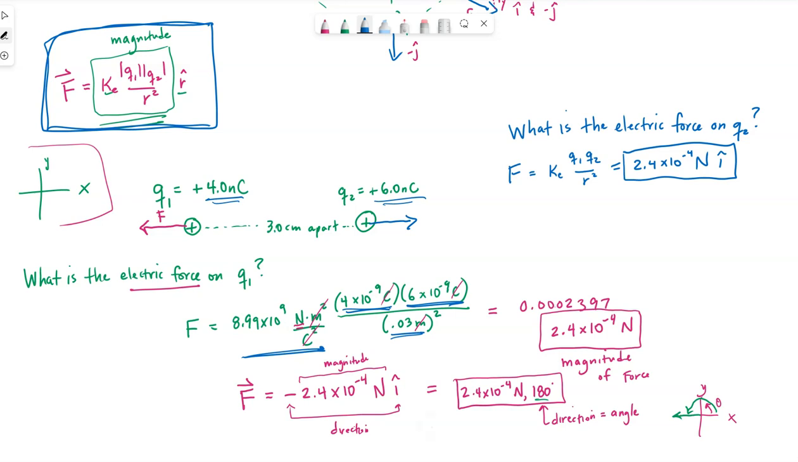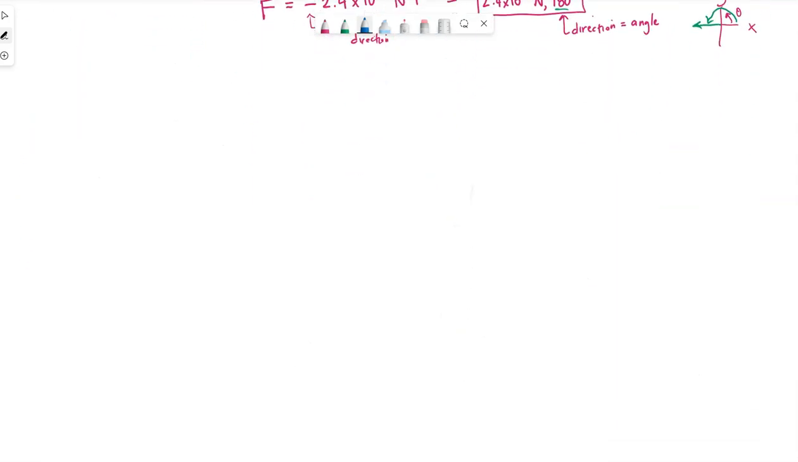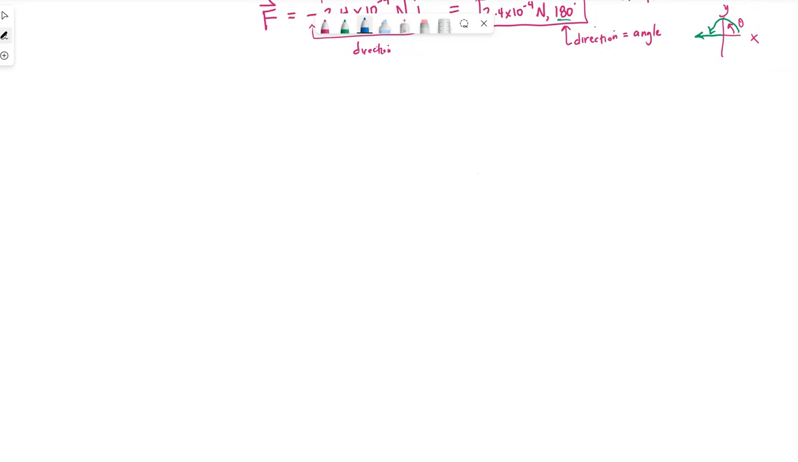Now, this equation works well for any setup of charges. So say I have a Q1 that is still positive 4 nanocoulombs, but Q2 is down here. Let's make it negative 6 nanocoulombs. And let's keep them 3 centimeters apart.